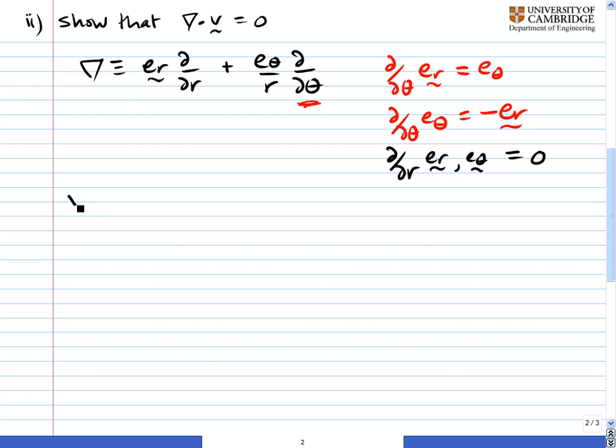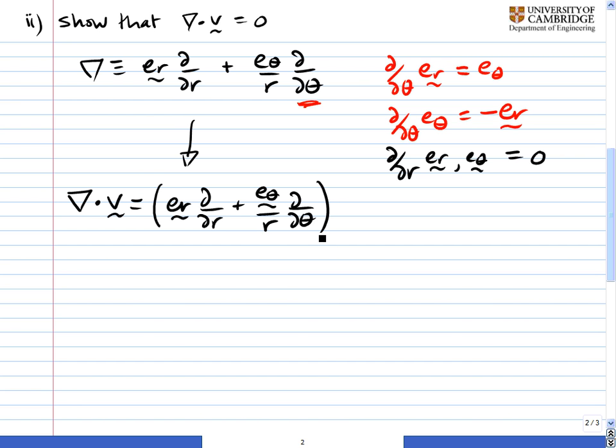So we need to expand out the expression for div v. So let's simply substitute in this expression for the del operator. It's e_r d by dr plus e_theta over r d by d theta, and it acts on the velocity vector v, which we're told in this case is just e_r times v_r, which is m over 2 pi r. Normally there'd be an e_theta component, but that is equal to 0 in this case. Now there should be a scalar product in there.